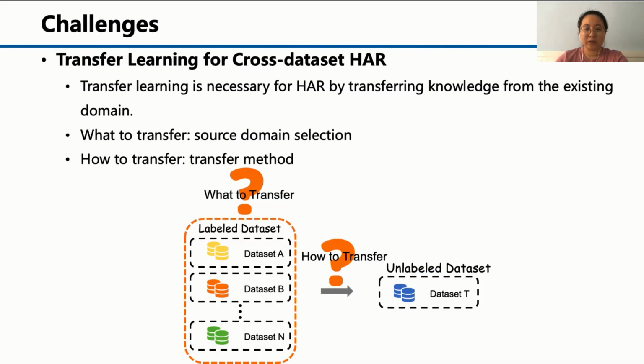Transfer learning is an effective paradigm for solving this problem. What to transfer and how to transfer are two key points. For what to transfer, although several methods tried source domain selection, most of them work in deep neural networks, which are computationally constrained. As for how to transfer, existing work fails to consider the temporal relationship between features, which may result in negative transfer.